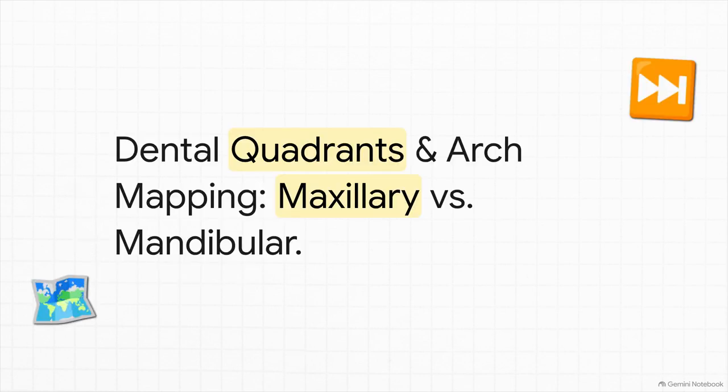You guys are doing fantastic, and honestly, we're just getting started. Coming up next in Part 4 of our masterclass, we're going to zoom out from the individual tooth and look at the entire mouth. We'll be diving into dental quadrants and arch mapping, specifically breaking down the maxillary upper jaw versus the mandibular lower jaw. You absolutely will not want to miss how that plays into your coding accuracy.